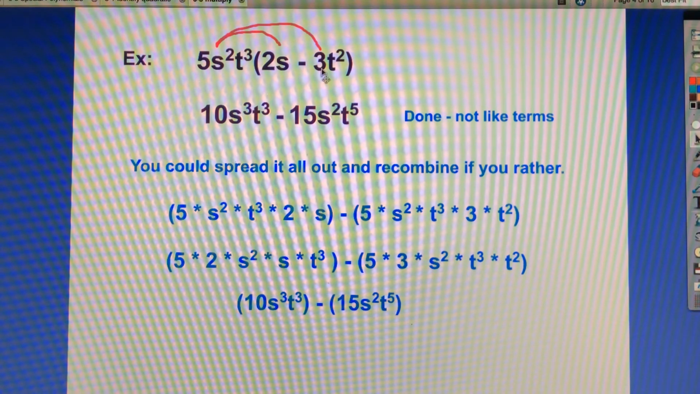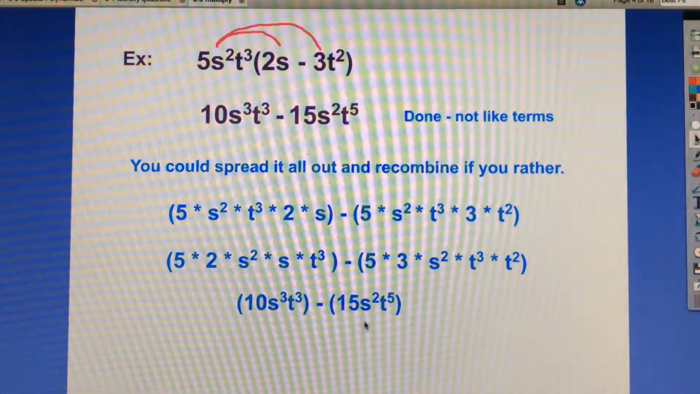5 times negative 3, remember the sign goes with the term, negative 15. s squared, there's no more s's, bring it down. t to the third times t to the second, t to the fifth. If you would rather, go ahead and spread it out. 5 s squared, t to the third, 2 times s. Now start rearranging and combining. You're going to get the same answer.